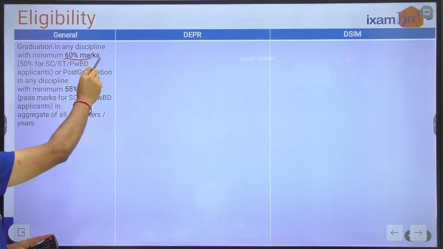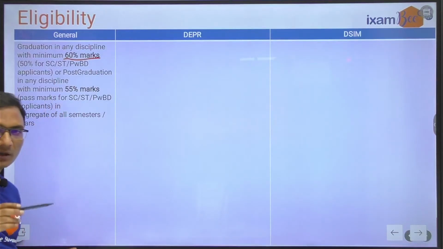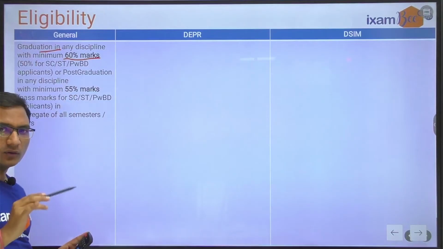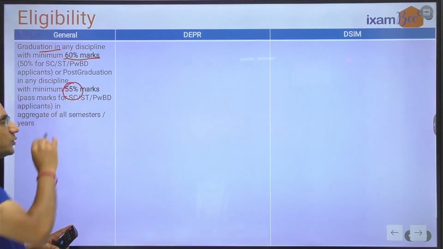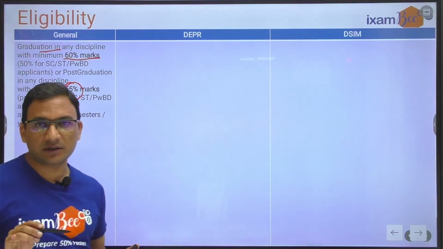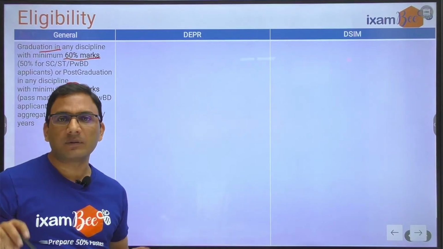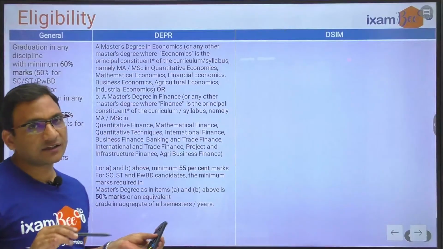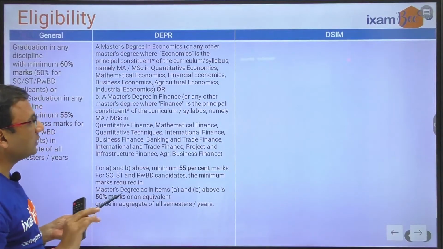You need 60% marks in graduation for Grade B General, any discipline. If you don't have that, or if you have a postgraduation, 55% marks. So both are not required. If you have 55% in PG, you are eligible. 60% in UG graduation, eligible.